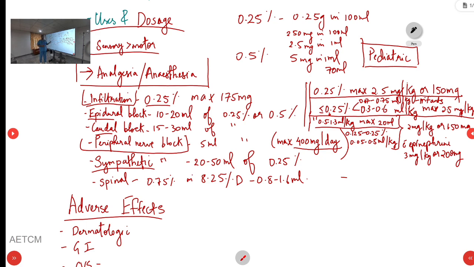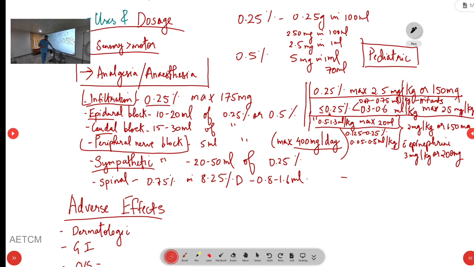And peripheral nerve block is what we need to know. So that is 5 ml of the 0.25 or 0.5% bupivacaine, and max dose we can give at a higher limit, it is 400 mg per day. Whereas pediatric dosage also we use 0.125 to 0.25%. Concentration we will give in ml per kg dosage, which is 0.05 to 0.5 ml per kg. So max dose for those also we have to know 2 or 3 based on with or without epinephrine. So that is basically what we need to know in dosage part.